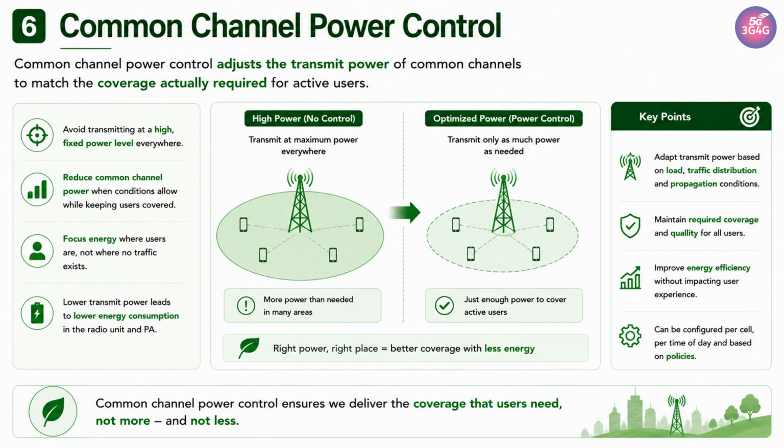If the power is reduced too much, coverage can suffer. Idle users may not detect the cell properly. Mobility and accessibility may be affected. So the goal is not simply to lower power. The goal is to deliver the coverage users need, not more and not less. This is one of the early examples of a more intelligent energy saving philosophy. Focus energy where it is useful.